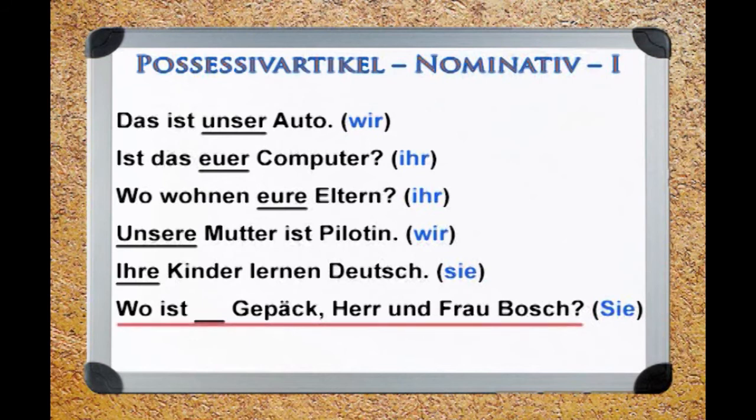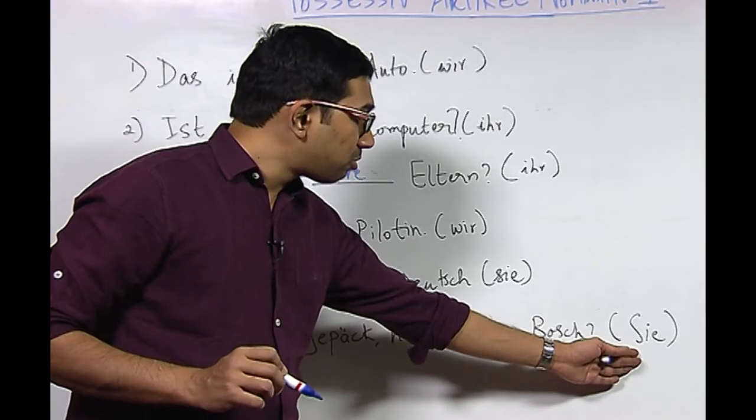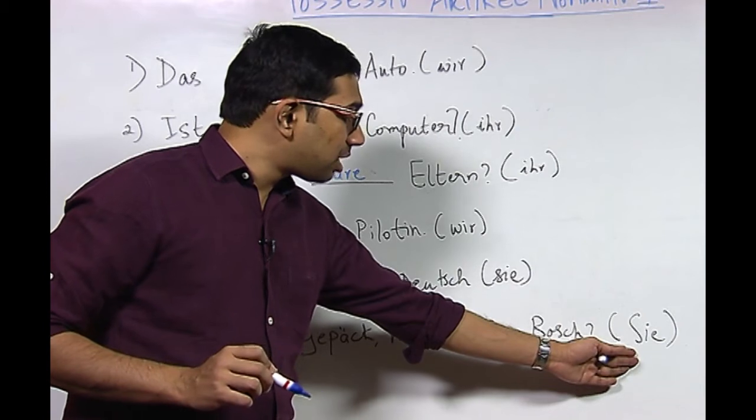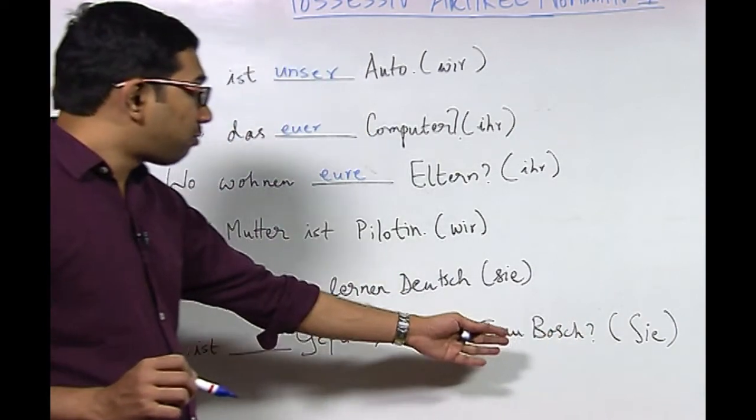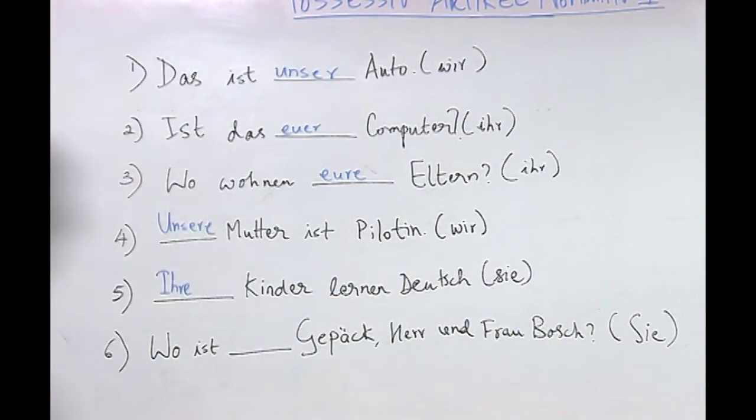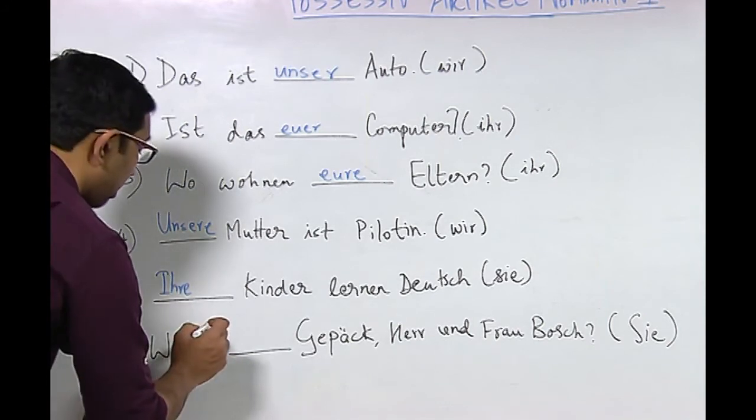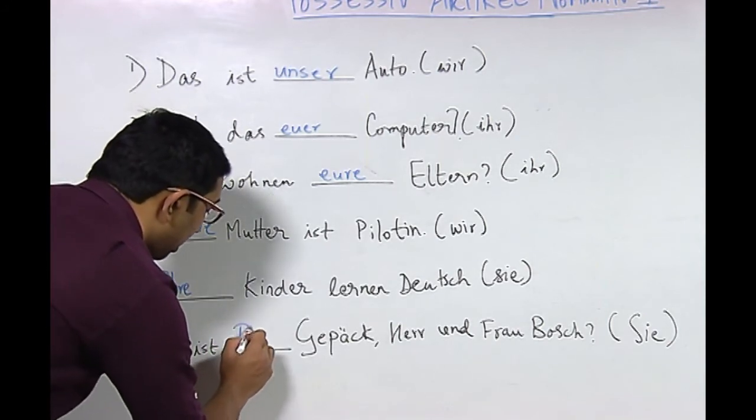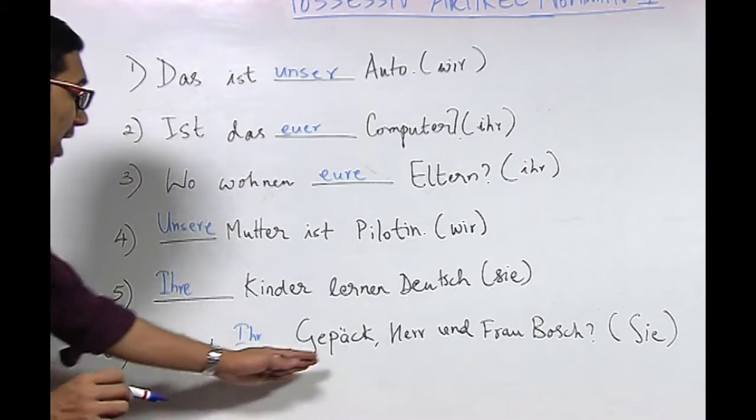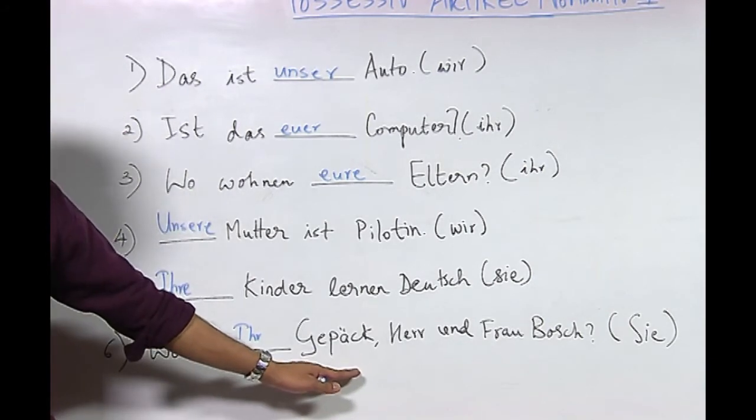Now, let us look at sentence number 6. Wo ist Gepäck? Gepäck means luggage. Herr und Frau Bosch. Here we have the pronoun Sie in second person plural formal, and for second person formal pronoun we use the possessive article Ihr, because the article for Gepäck is das Gepäck.